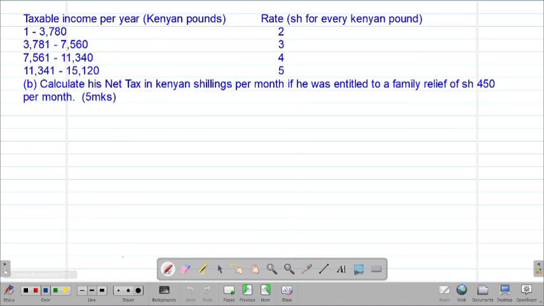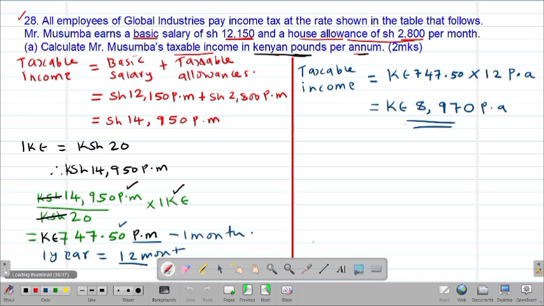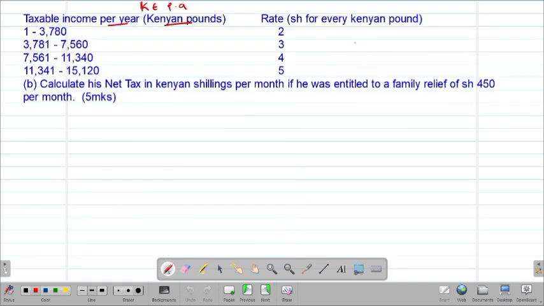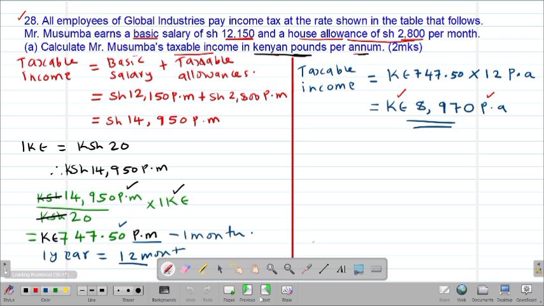Next, we move to the second aspect, whereby we are now given the table. This is taxable income per year in Kenyan pounds. The first thing is to ensure that your taxable income rhymes with your taxation table. The table is in Kenyan pounds per annum. Our taxable income is also in Kenyan pounds per annum. So those two are rhyming, and therefore we can use them in our calculation.